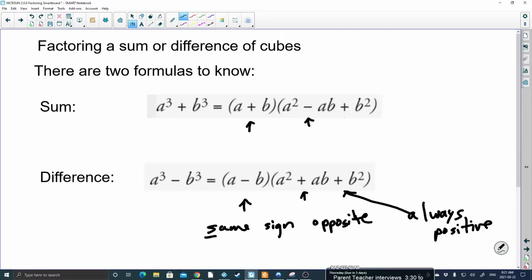Well, if you take the first letter of all four of those words that I just highlighted here, you get the acronym SOAP. So same sign, opposite sign, and always positive. Now you have to remember that the AP of the always positive just represents one sign, but that does give you the acronym SOAP. Okay, so that might help you remember how to set this up.